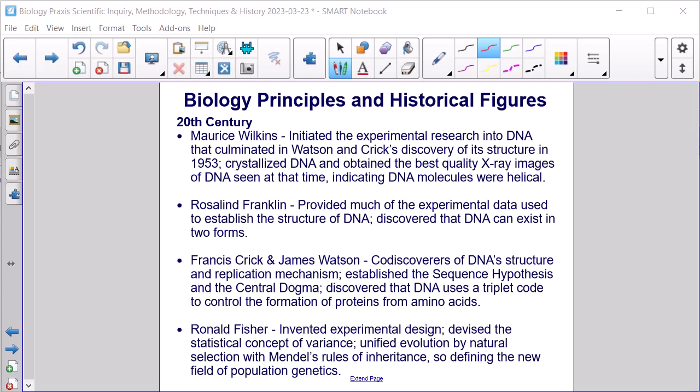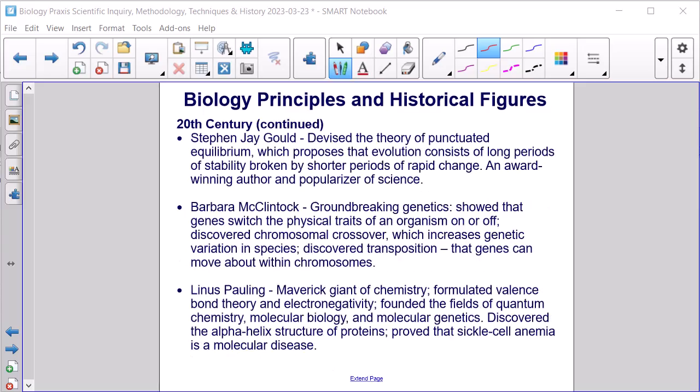Francis Crick and James Watson are the co-discoverers of DNA's structure and replication mechanism. They established the sequence hypothesis and the central dogma, and discovered that DNA uses a triplet code to control the formation of proteins from amino acids. Ronald Fisher invented experimental design, devised the statistical concept of variance, unified evolution by natural selection with Mendel's rules of inheritance, so defining the new field of population genetics.